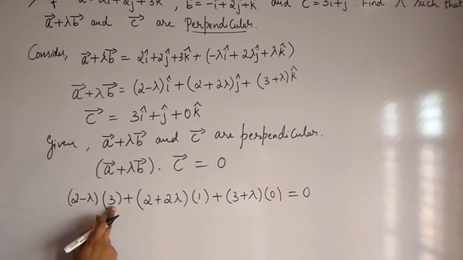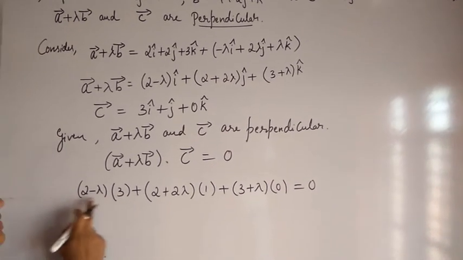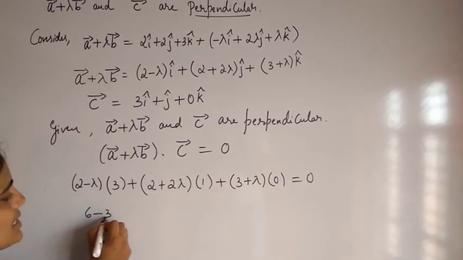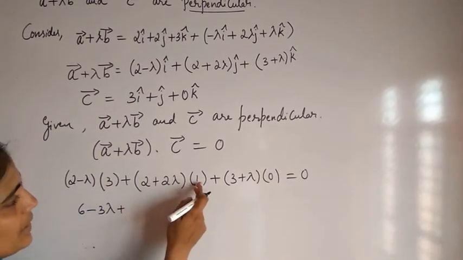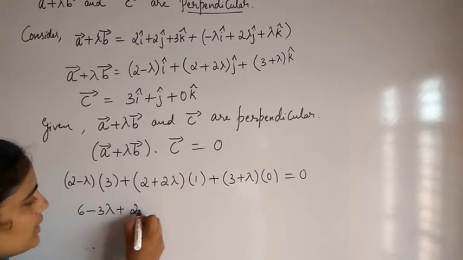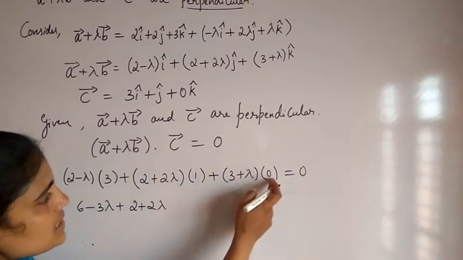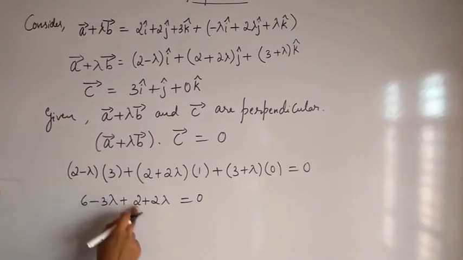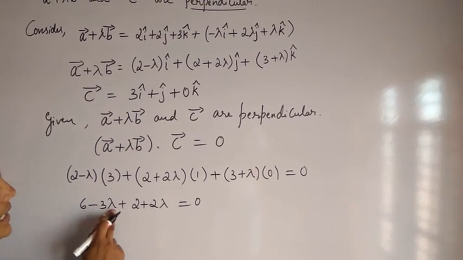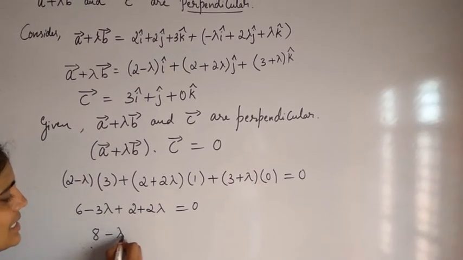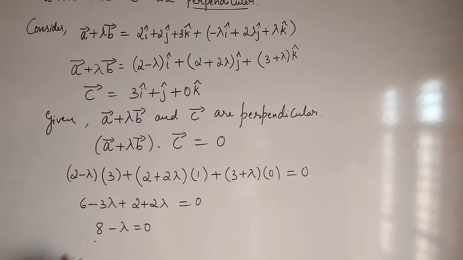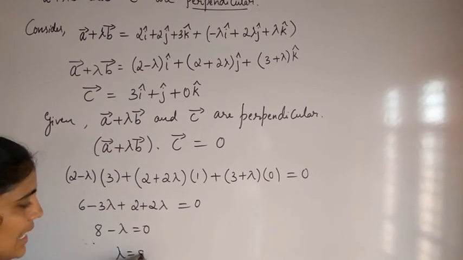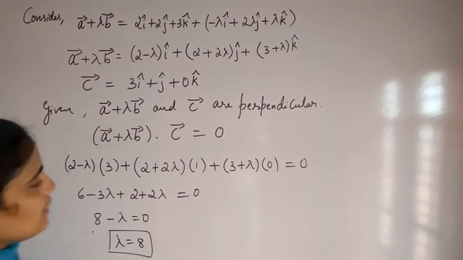So here multiply 3 inside the bracket. So 2 3s are 6, minus lambda into 3 is minus 3 lambda, plus. If we multiply 1 with this term, we get the same term, that is 2 plus 2 lambda. 0 into anything is 0. That is equal to 0. Okay. 6 plus 2 is 8. Minus 3 lambda plus 2 lambda is minus lambda equals 0. So if we take this minus lambda to the right hand side, it becomes plus lambda. Therefore, lambda equals 8. So this is the value of lambda.